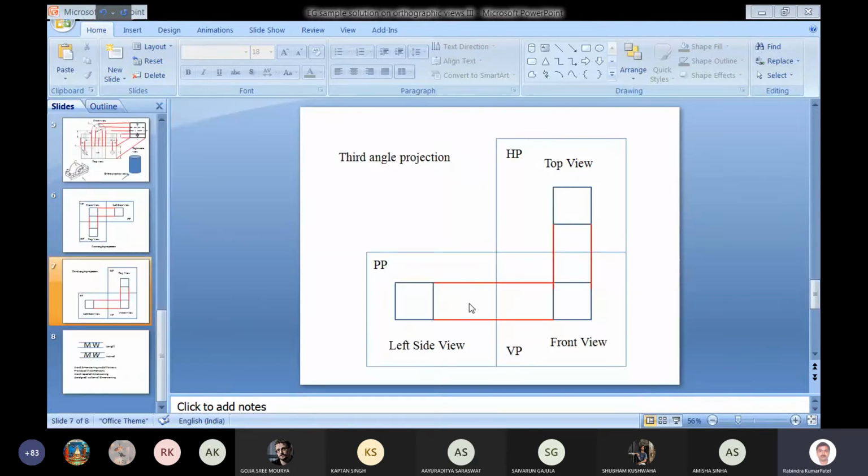Similarly, we have the case of third angle, where the left side view will be on the left of the front view, the right side view will be on the right of the front view, and the top view will be on the top of the front view. So these things are there.